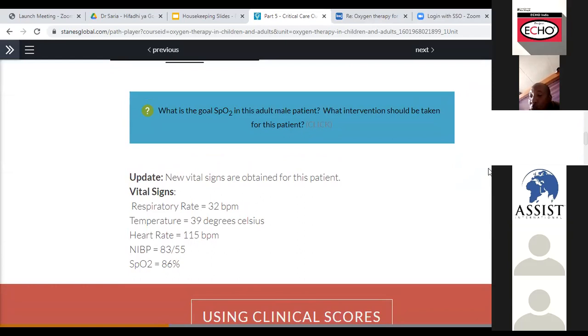I think let us discuss this and end here. This patient is tachypneic and is having fever. The heart rate now is 115. The blood pressure is dropping. Now it's 83/55. What's our next plan? Are we still continuing with our face mask, or what are we going to do? Any idea?